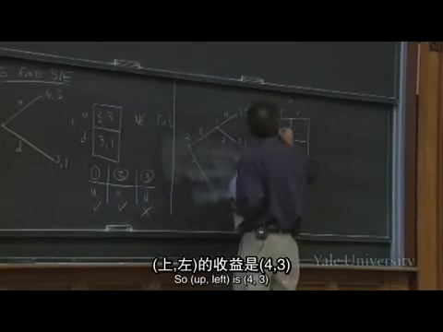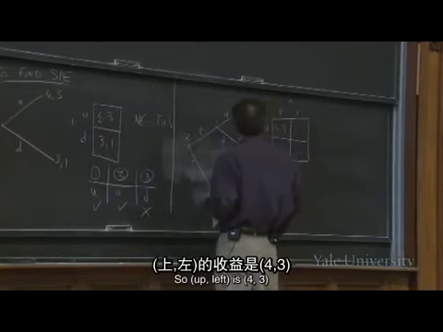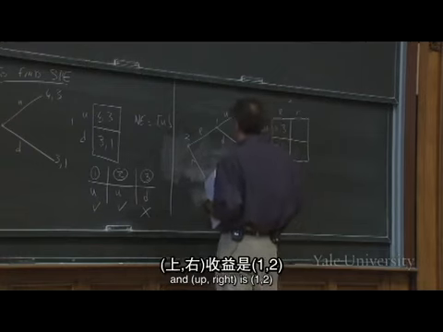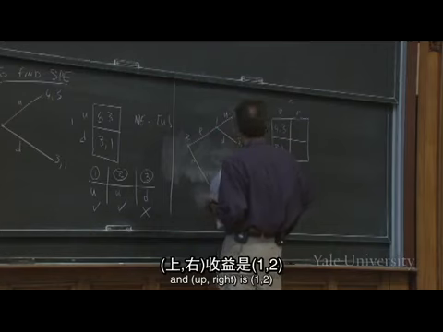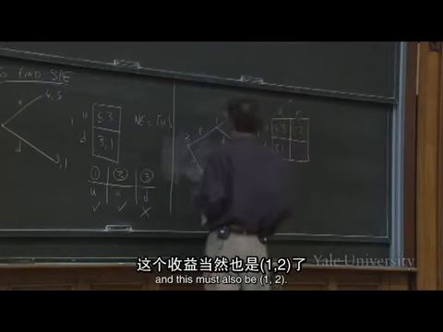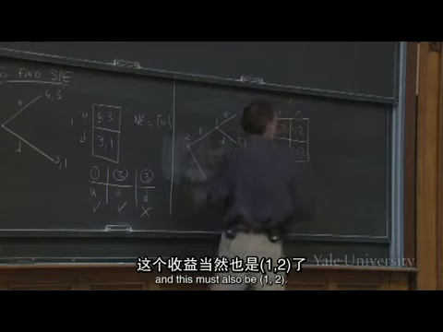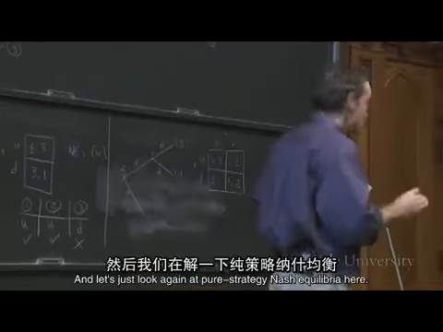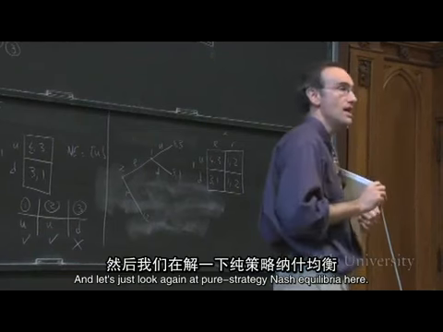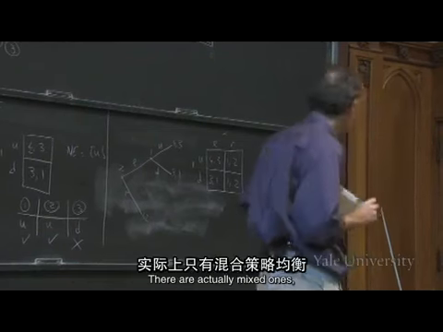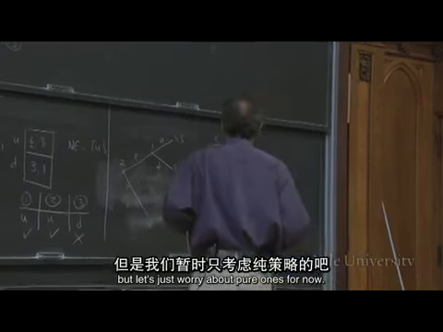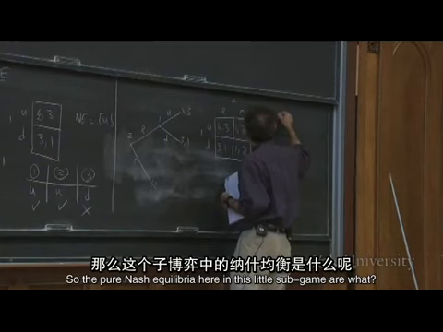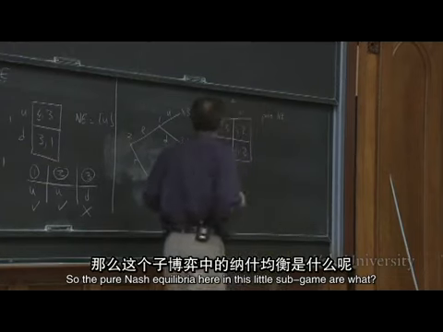So up left is 4, 3, and down left is 3, 1, and up right is 1, 2, and this must also be 1, 2. All right, everyone happy with that? Just putting the payoffs in. And let's just look again just at pure strategy Nash equilibria here. Okay, there are actually mixed ones, but let's just worry about pure ones for now. All right, so the pure Nash equilibria in this little subgame are what?